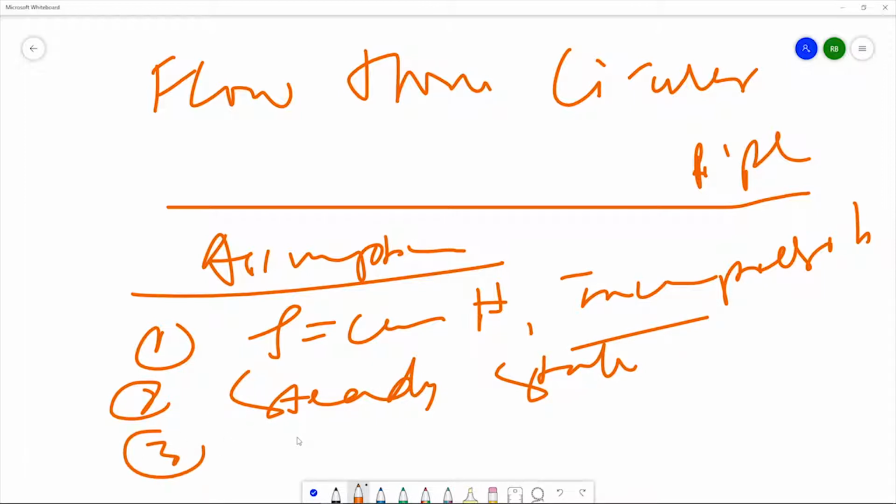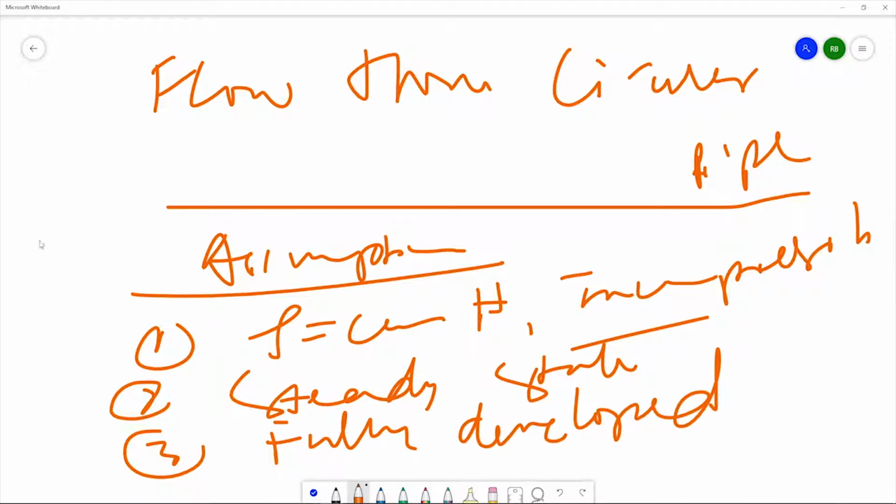Then you have fully developed flow. Fully developed flow means what? The flow is not changing in the direction of flow, right? If the fluid is flowing in this direction, it will not be a function of this direction.